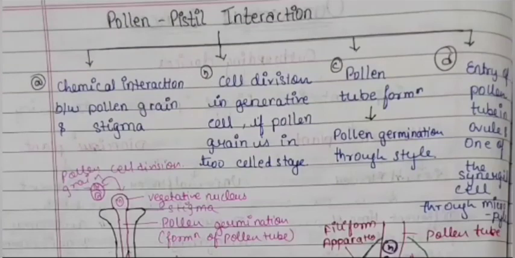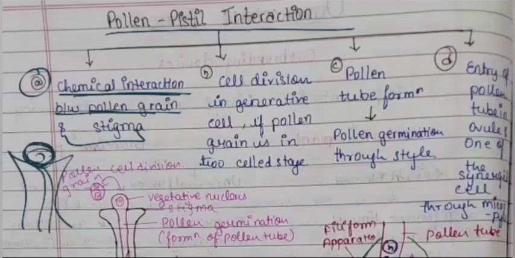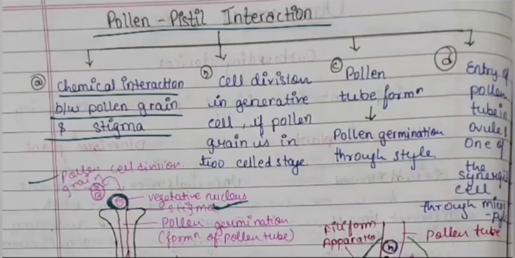Now coming to the steps of pollen pistil interaction, which include the following. The first one is chemical interaction between the pollen grain and the stigma, as the stigma should identify whether the pollen grain which has landed on it is of the same species or not, right? Now here the pollen grain should be at the 2-cell stage so that the further steps can be performed.